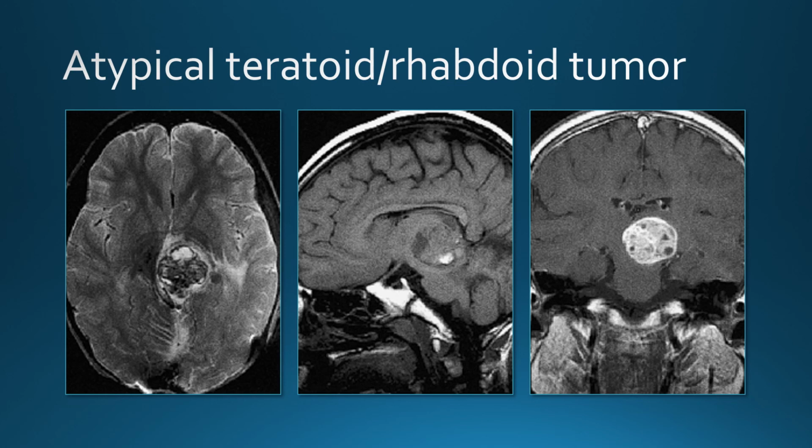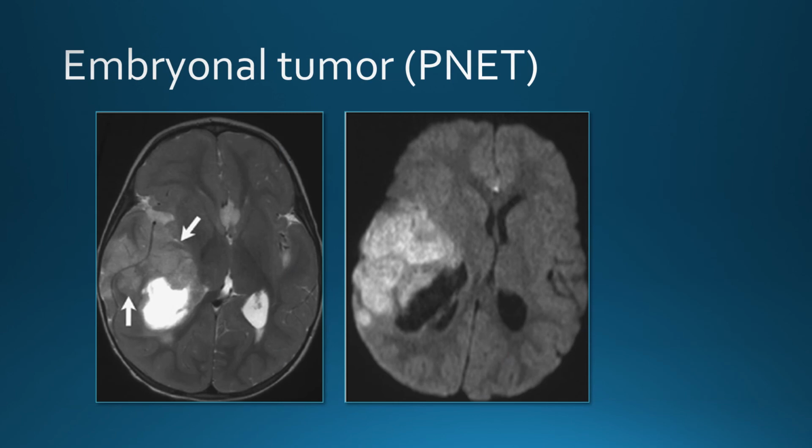Other embryonal tumors, the atypical teratoid rhabdoid tumor, and the supratentorial embryonal tumor, also referred to as PNET or primitive neuroectodermal tumor. So these are all embryonal tumors.